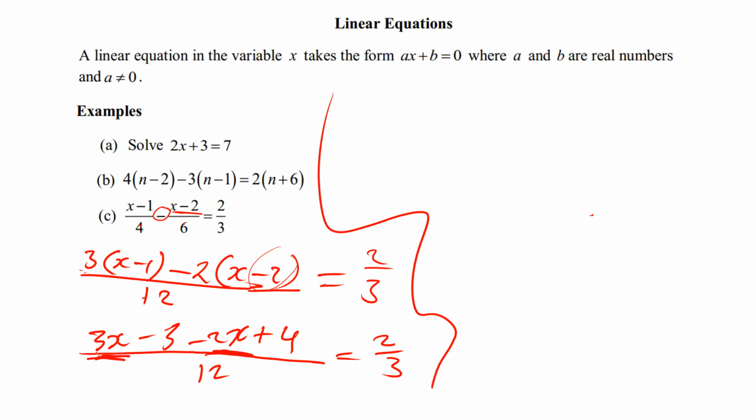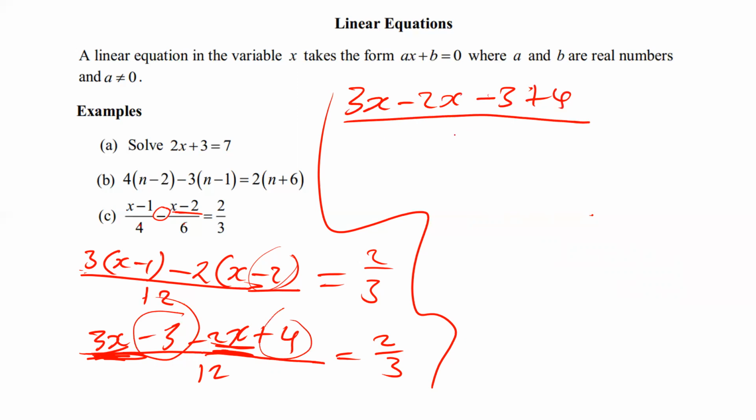here what you just need to do is to pair the like terms. So you look at what is common and put them together. So you have 3x and negative 2x. So you put them together. Then you also have this negative 3 and positive 4. You also put them together.